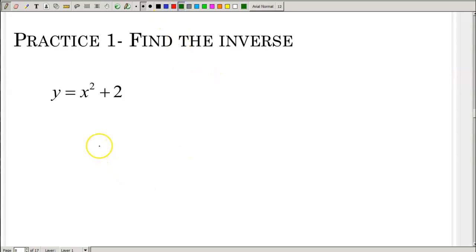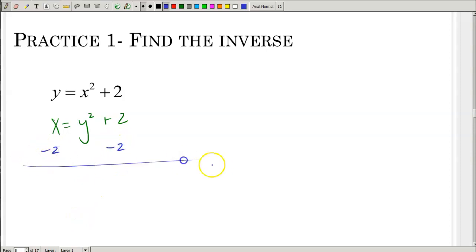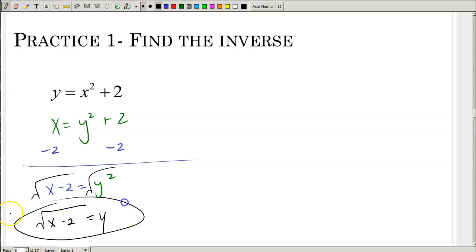All right, so if I'm going to find the inverse, I'm going to switch the x and the y, force that issue first, and then I'm going to solve for the y. So that's going to force me to do all these inverse operations. I'm going to subtract 2. I'm going to get x minus 2 equals y squared. And then I'm going to take a square root of both sides. And that would give me y equals the square root of x minus 2. And so there's the inverse.